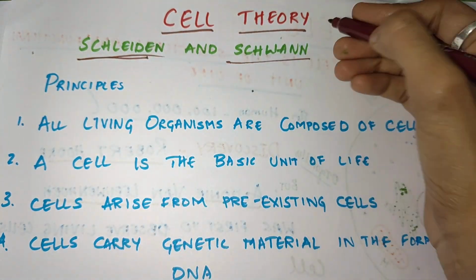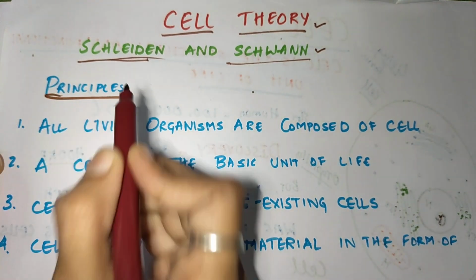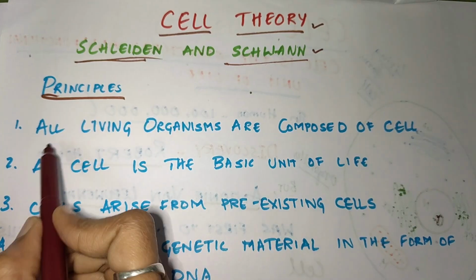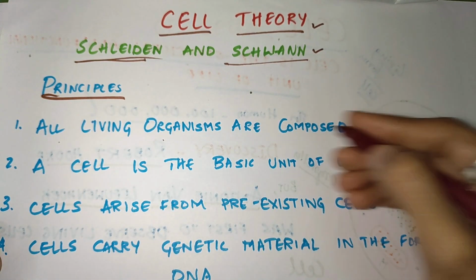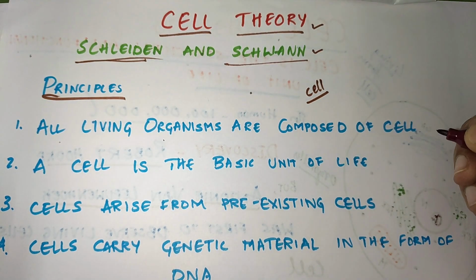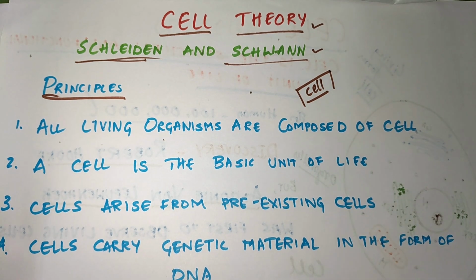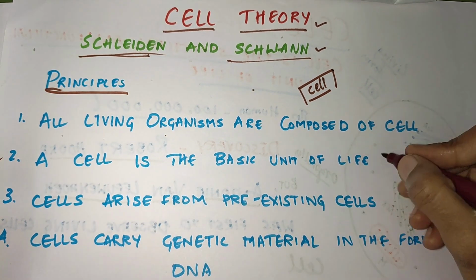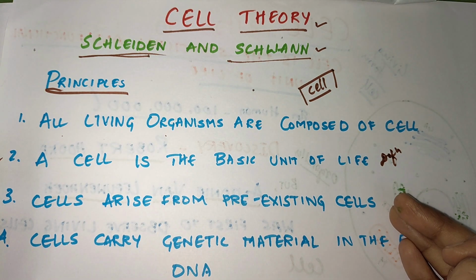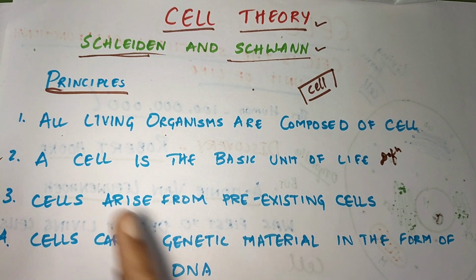Schleiden and Schwann were the scientists who discovered the cell theory. Okay, there are some principles of cell theory. मतलब cell theory हमें कहती क्या है? Cell theory हमें ये बताती है that all the living organisms are composed of cells. Obviously, if an organism is living, then it is made up of cells. Okay, cell is the smallest unit of our living system. Cell is the basic structural and functional unit of life. If a life form is existing, then there must be a cell.